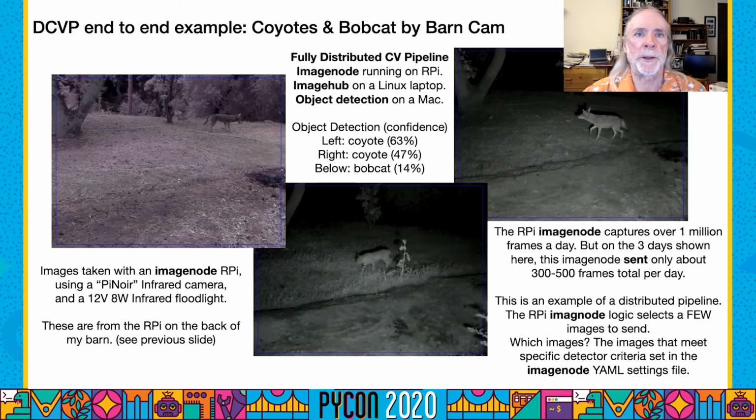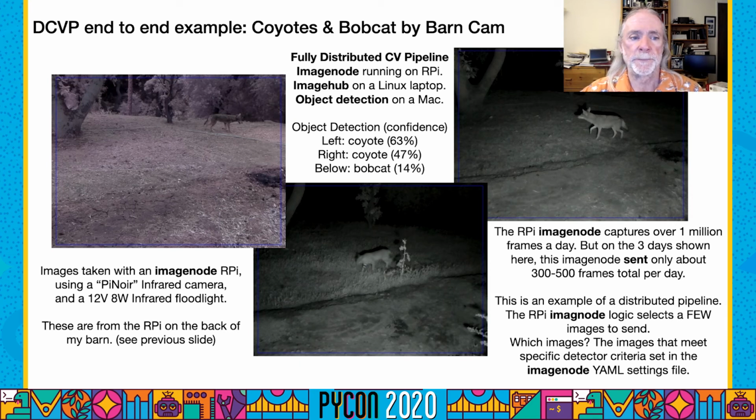And here's what happened. Here's an example of a fully distributed computer vision pipeline. The Imagenode is running on the Raspberry Pi on the back of the barn. The Imagehub is a Linux laptop in the house. And then the object detection is done actually on a Mac. And my detection in this case was, let's see, the coyote on the left was detected with a confidence of 63%, the one on the right, a confidence of 47%, and then the bobcat much less at 14%.